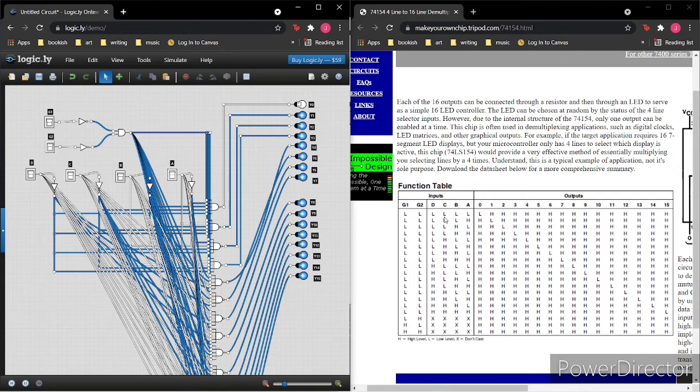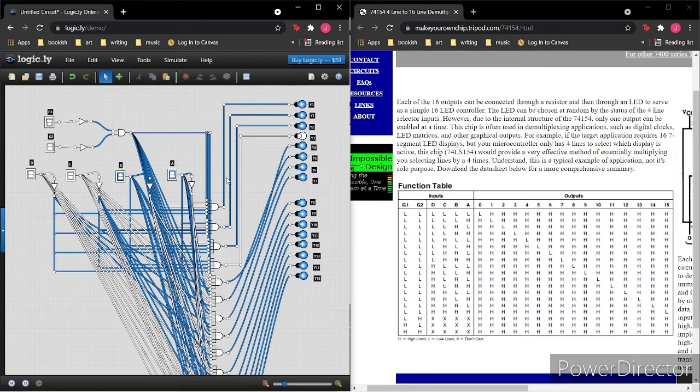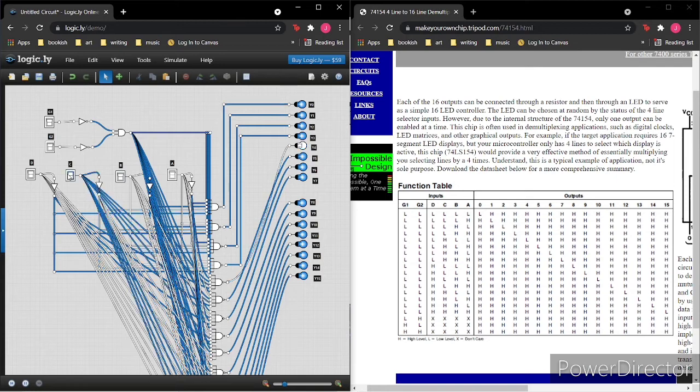First, when all inputs are low, Y0 is low, and if A is high, Y1 is low, and if B is high, Y2 is low, and A and B high, Y3 is low, and C is high, Y4 is low, and C and A high, Y5 is low, C and B high, Y6 is low, C, B, and A high, Y7 is low.